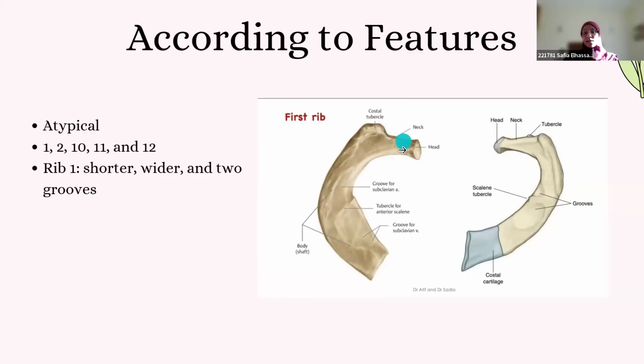Let's start off at the head. Previously in the typical rib, we saw that the head had two articular facets. In rib number 1, it's only one articular facet. And when it comes to the tubercle, this tubercle is a lot wider compared to the tubercle that we just saw. And in the body, the typical rib had one costal groove. This rib has two costal grooves, or two grooves. The first one is for the subclavian artery, and the second one is for the subclavian vein.